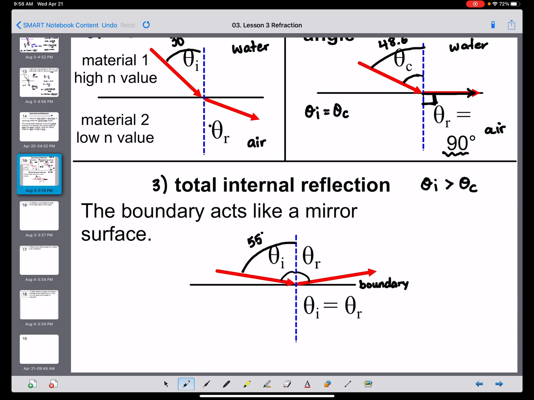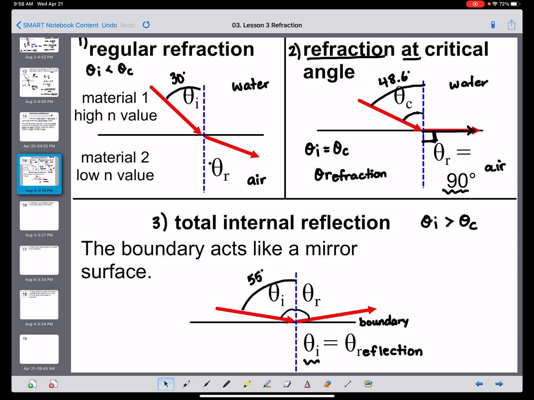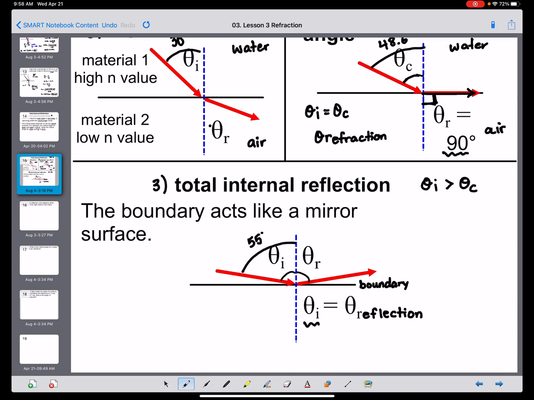And so what you have to know now is that the angle of incidence actually is equal to the angle of reflection. So in the previous diagrams up here, this theta r in case 2 and also in case 1 was the angle of refraction because we still had refraction occurring. But now in case 3, there's no refraction anymore, so it's the angle of reflection, and those angles are equal. So this angle here, if the incident angle was 55, the reflected angle would also be 55.